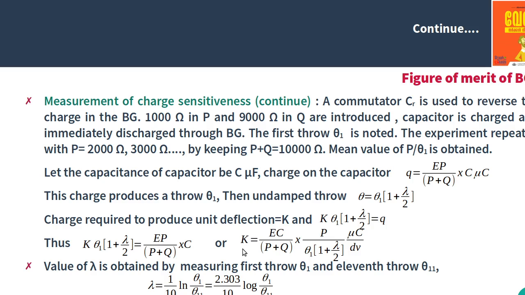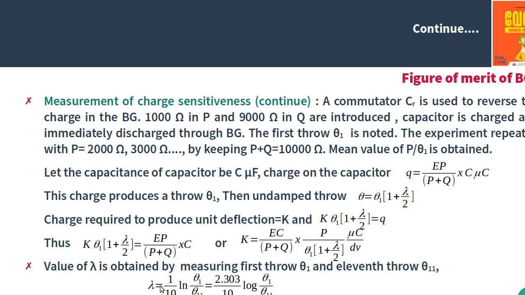So I will get K is equal to EC divided by P plus Q, into P divided by theta 1 into 1 plus lambda by 2. This is in microcoulomb per division, because K will always be per division. Here we know E, we know C, we know P, we know Q, and we know theta 1 from the experiment. The only remaining thing is lambda.